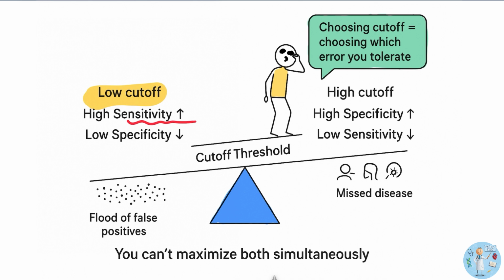But the teeter-totter tips, because that bar is so low, all sorts of normal biological noise starts tripping the alarm. Specificity tanks. It plummets. You get a flood of those scary false positives.